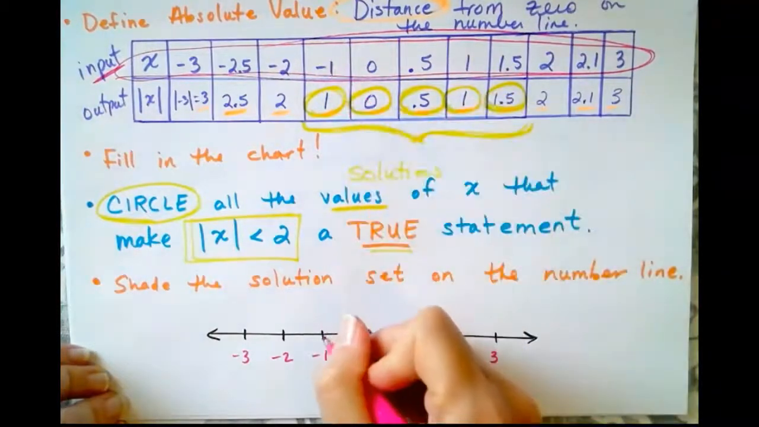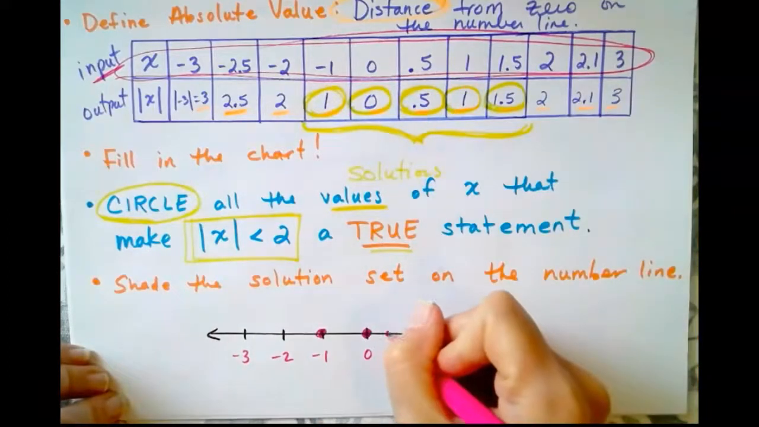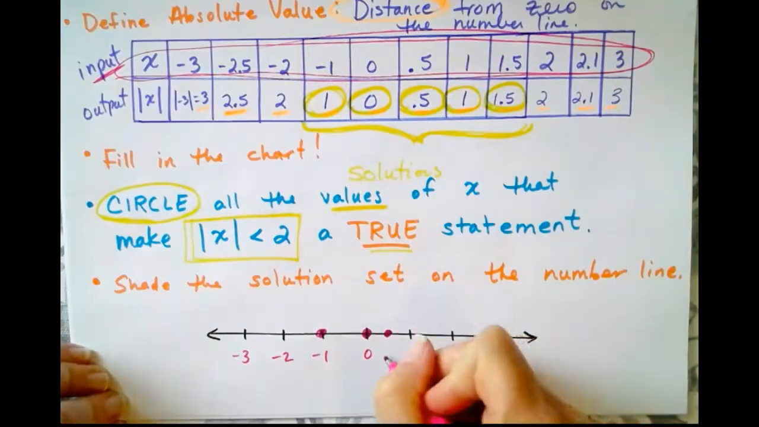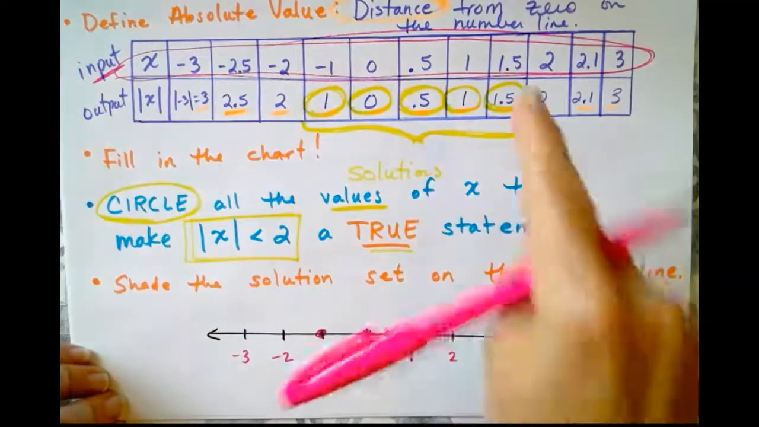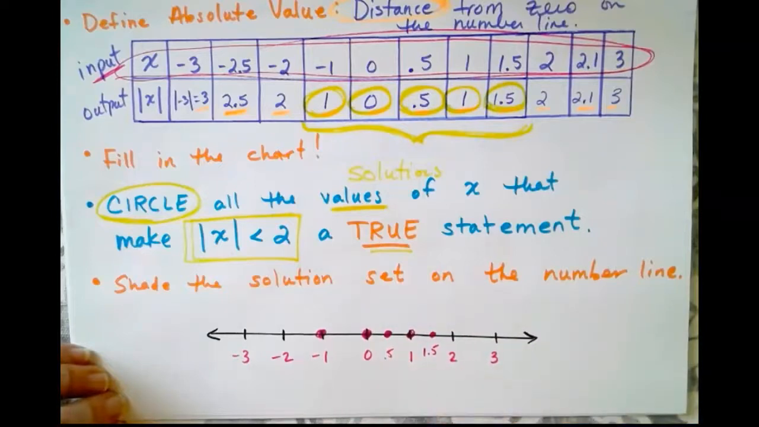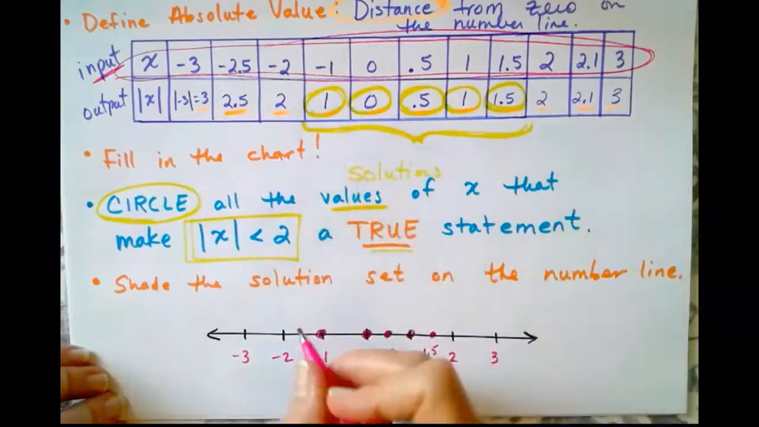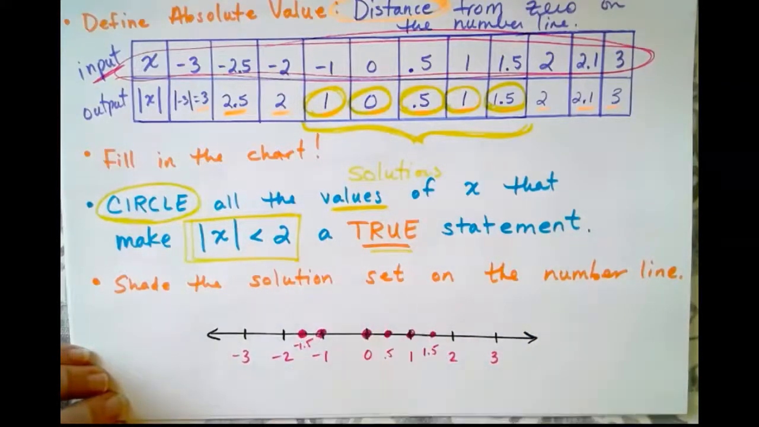So -1 made it true. 0 made it true. 0.5 made it true. Remember, 0.5 is right in the middle between 0 and 1. 1 made it true. 1.5 made it true. 1.5 is right in the middle between 0 and 2. And I don't have it on here, but -1.5 would have also made it true.